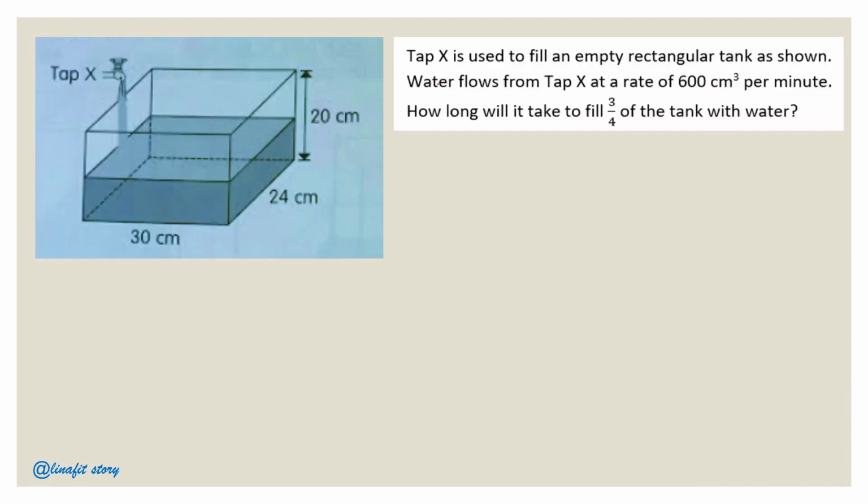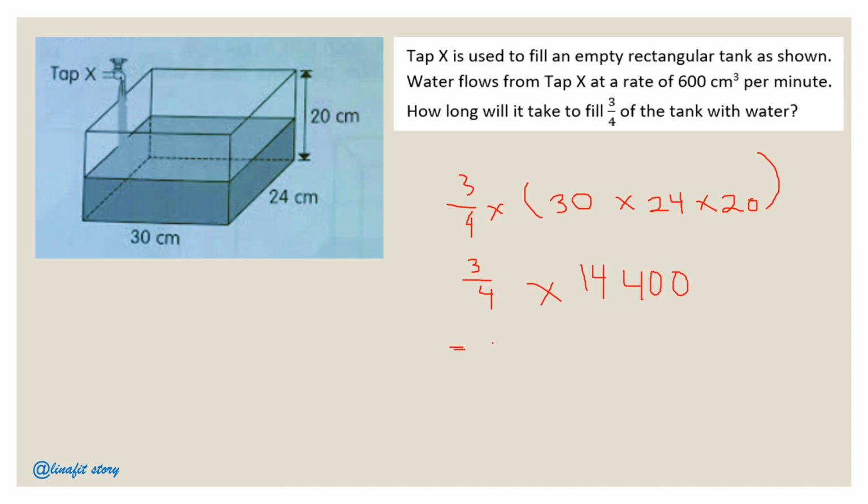Tap X is used to fill an empty rectangle tank as shown. Water flows from tap X at a rate of 600 cubic cm per minute. How long will it take to fill 3/4 of the tank with water? So now we should find the volume of water when the tank is 3/4 filled. So 3 out of 4 times 30 times 24 times 20. So 3 out of 4 times 14,400 cubic cm. The answer is 10,800 cubic cm.